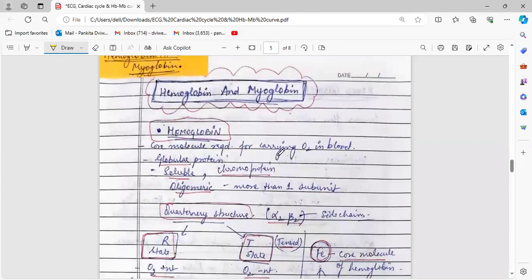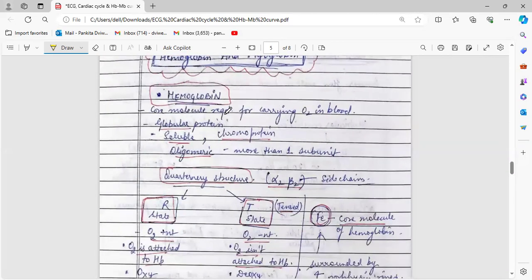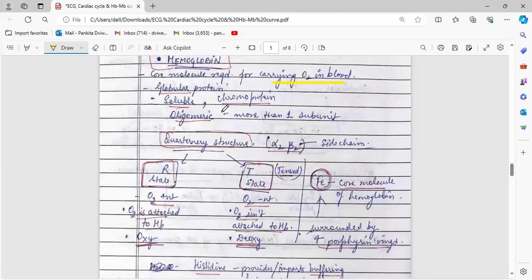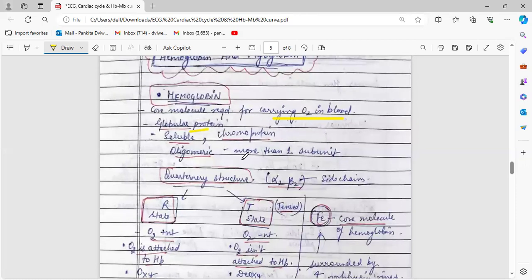Talking about hemoglobin and myoglobin. Hemoglobin is basically the core molecule required for carrying oxygen in blood. It's a globular protein, soluble, and it's oligomeric. It has more than one subunit. It has a quaternary structure, with alpha 2 beta 2 chains.